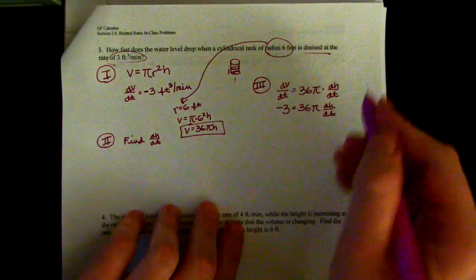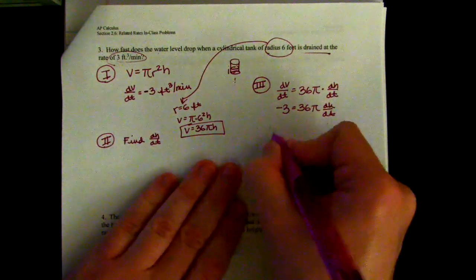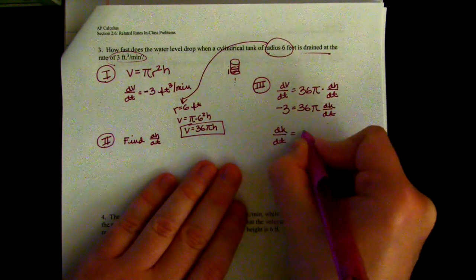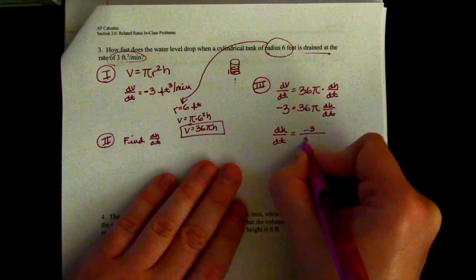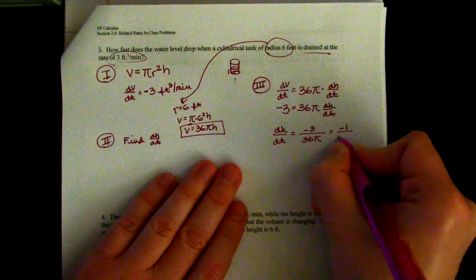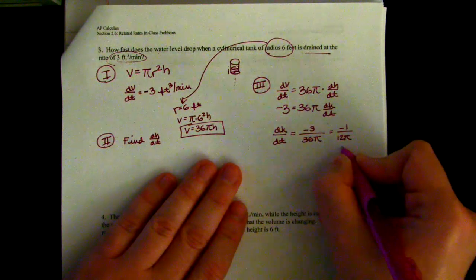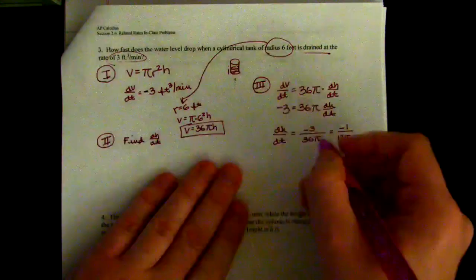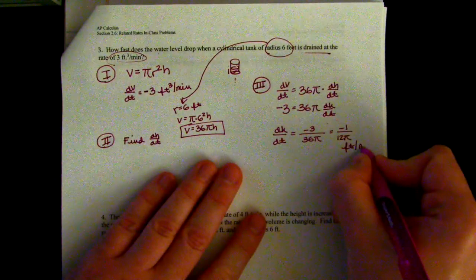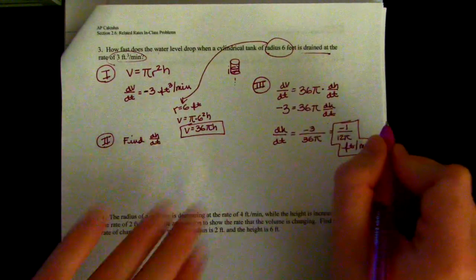And what this just means is the height is always going to be changing at the rate that I'm about to find. I can get dh/dt equals -3 over 36 pi. I'll simplify that to -1 over 12 pi. And this is in, okay, h is the height, that's going to be feet. t is the time, that's measured in minutes. So -1 over 12 pi feet per minute.